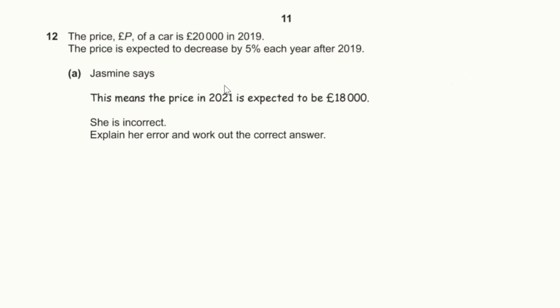Question number 12. The price p pounds of a car is 20,000 in 2019. The price is expected to decrease by 5% each year after 2019. For part A, Jasmine says, this means the price in 2021 is expected to be £18,000. She is incorrect. Explain her error and work out the correct answer.